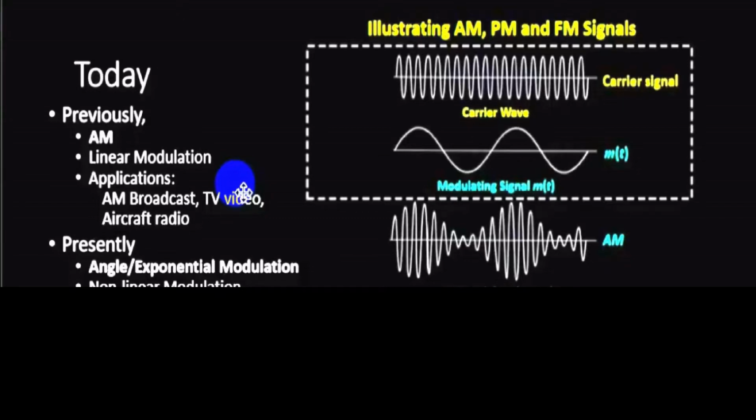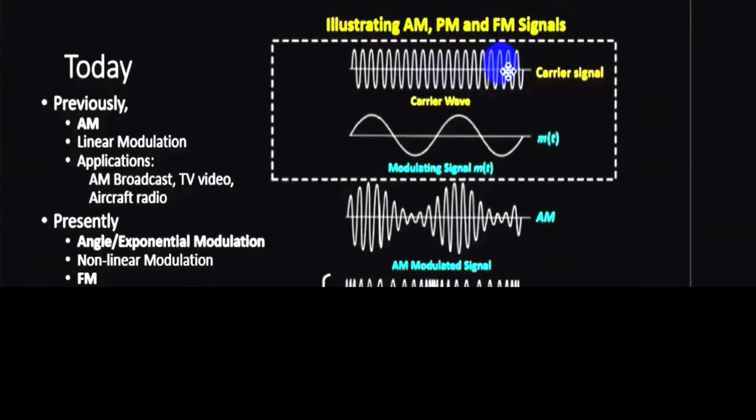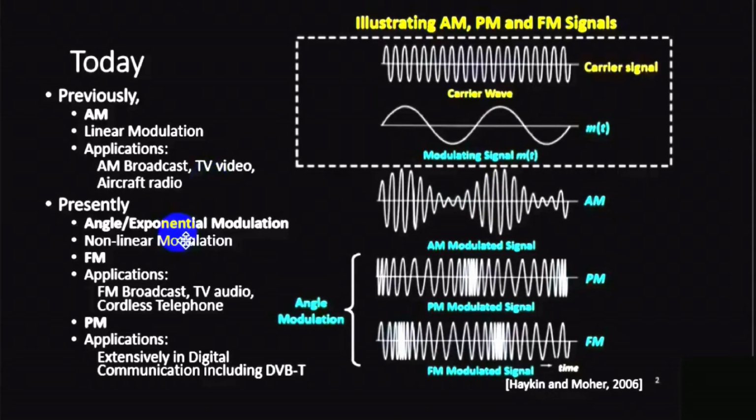Now assuming this is our message signal and this is the carrier. For simplicity we have considered both to be single tone. Carrier is definitely at a higher frequency as compared to the message signal. So in amplitude modulation, based on the amplitude of the message signal, an envelope is established linearly. Presently, we are going to talk about some non-linear analog modulation schemes, specifically angle or exponential modulation.